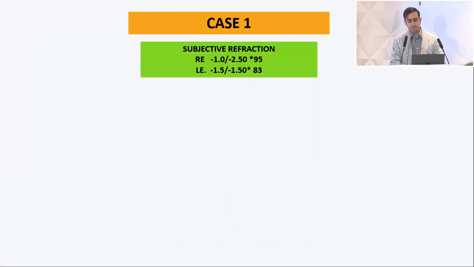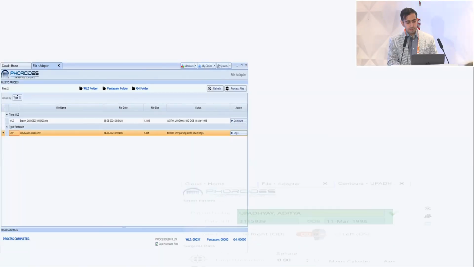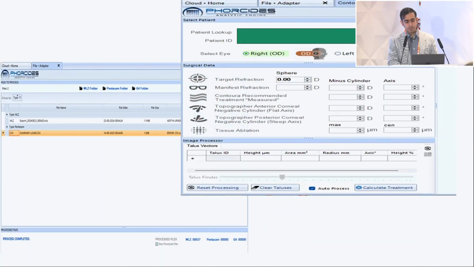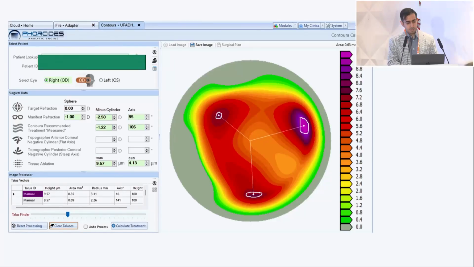This is the first case I'd like to show, where the subjective refraction is -1 with a -2.5 cylinder at 95. This is the Pentacam, which looks like a reasonably normal scan. The topography shows an astigmatism of -1 diopter in the right eye and -0.4 in the left eye. This is the planning system of Phorcides. You can feed in the target refraction, which would be 0. The manifest refraction can then be fed in, which we saw was -1, -2.5.